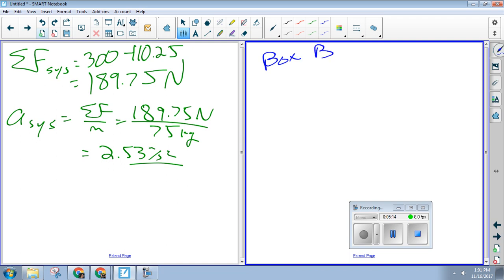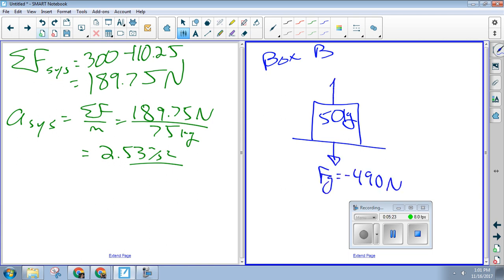So what do we know about box B? Well, let's see. Box B was 50 kilograms, right? Forces on it, gravity, normal force, force of Roy, question mark? Wait, no, no force of Roy. Remember, Roy is pushing the little box, not the big box. Okay? So what did we decide was pushing it forward? The force of box A.